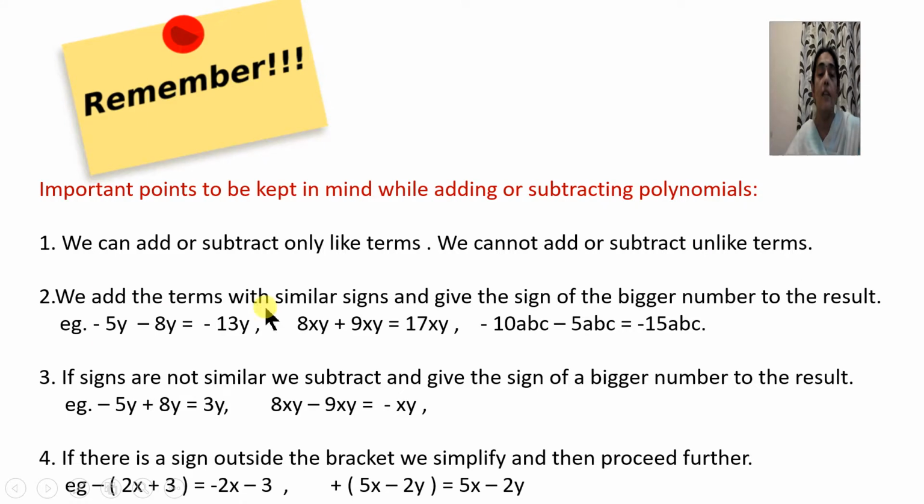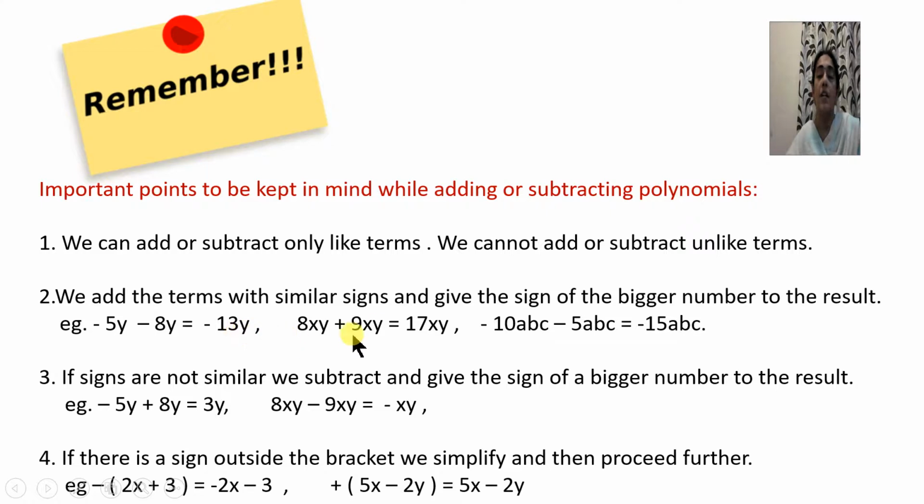We add the terms with similar signs. If the terms are having similar signs, we add and give the sign of the bigger number to the result. So, some examples I have taken. I have taken two terms minus 5y and minus 8y. Now they have got similar sign, that is negative sign. Both the terms have got negative sign, so you add 5 plus 8. 5 plus 8 is 13, but it is not plus 13y. We have to give the sign of a bigger number which is negative, so minus 13y.